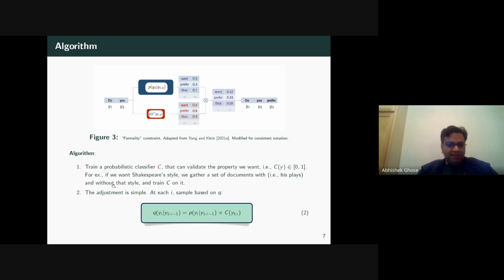And I'll summarize this in the algorithm here. You train a probabilistic classifier C, which takes as an input a string and gives you a score of how much that string satisfies the constraint, between 0 and 1.